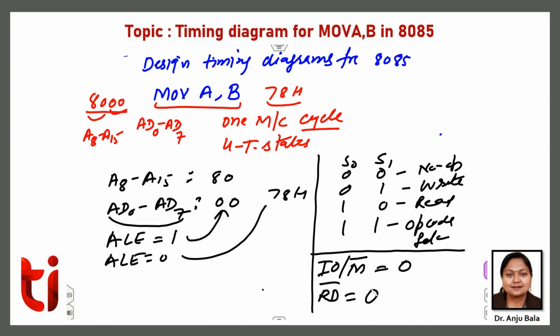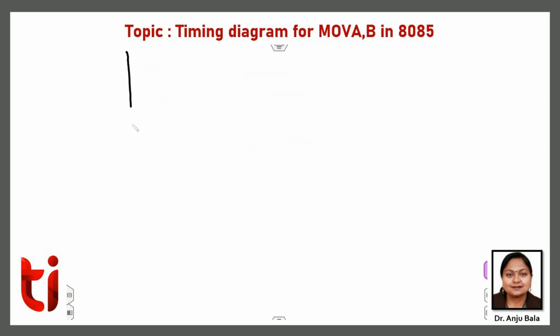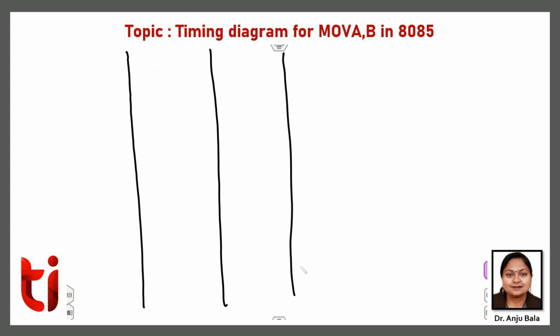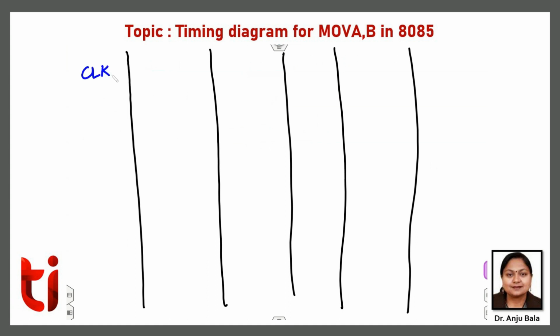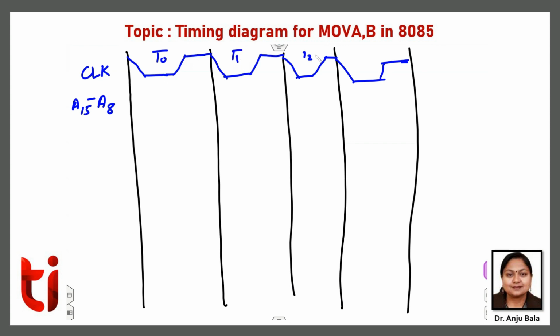So now we'll start the timing diagram for the MOV A, B instruction. You need 4 T states, so suppose I'm taking the 4 T states here. For example, this is the clock signal. First, I need to take the high order address, that is A15 to A8. These are the pins which we already discussed in the pin diagram. And these are the T states, T0, T1, T2, and T3.